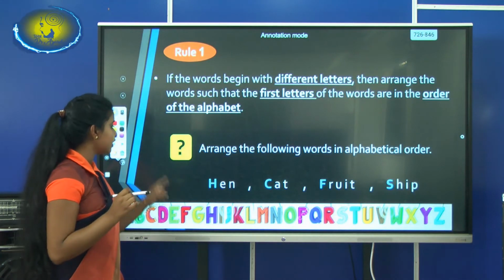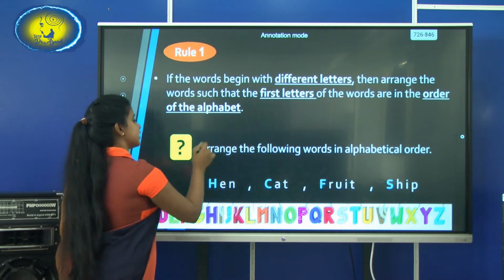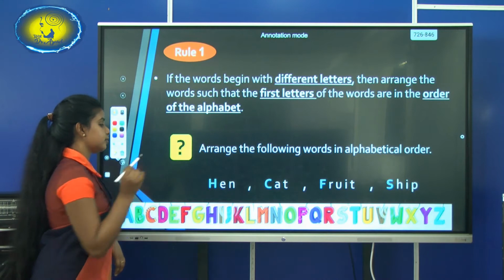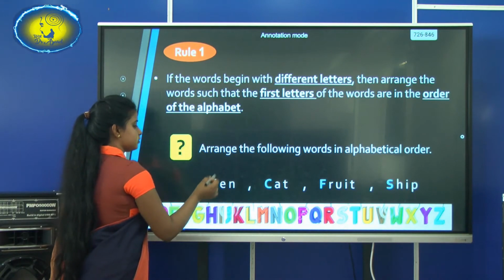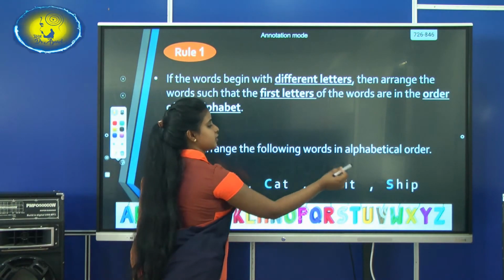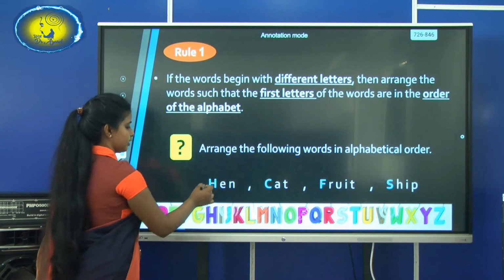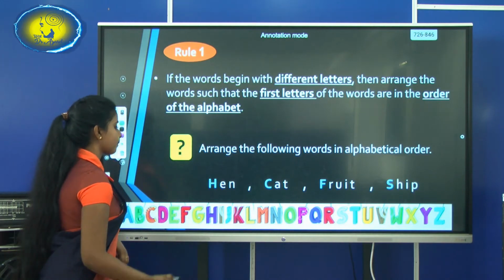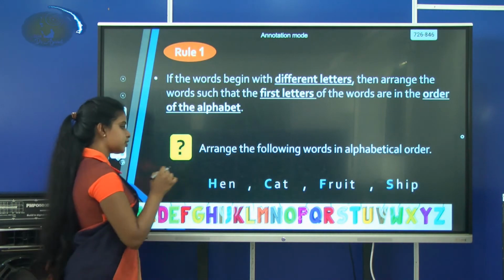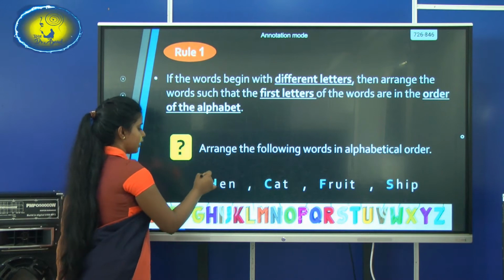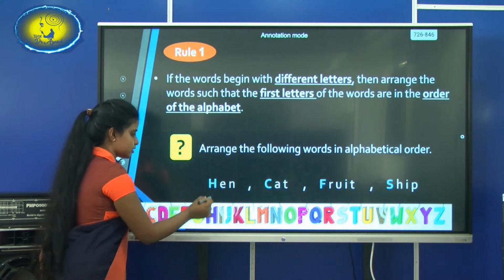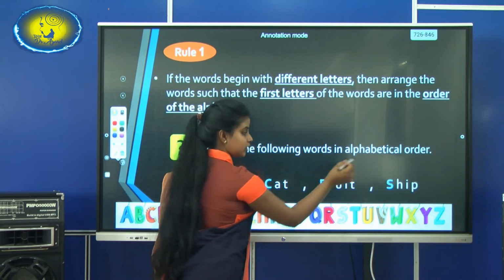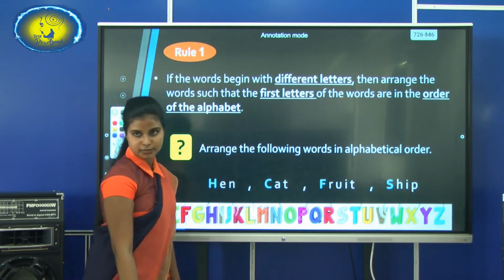Okay, for that, children, I have given you a question. Arrange the following words in alphabetical order. First, read the words here, children. Hen, cat, fruit, sheep. Again, hen, cat, fruit, sheep. Okay, children. Let's see the first letters of these words. Hen begins with H. Cat begins with C. Fruit begins with F. Sheep begins with S, children.